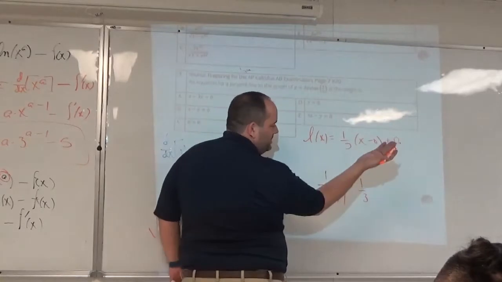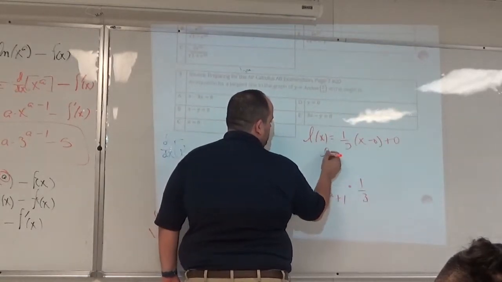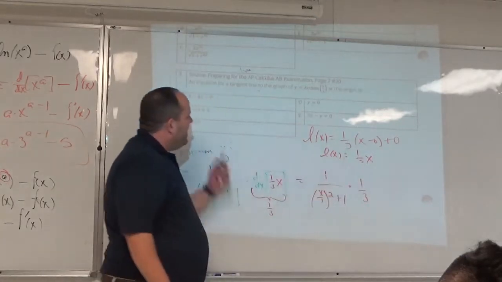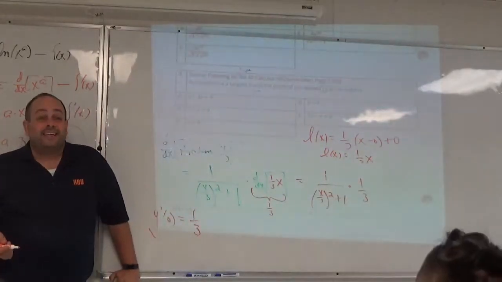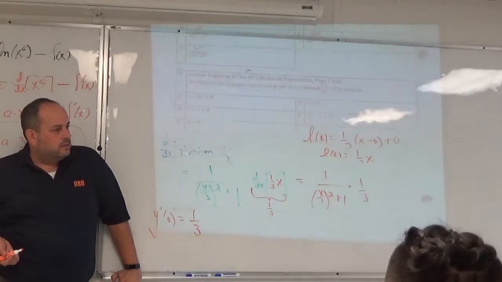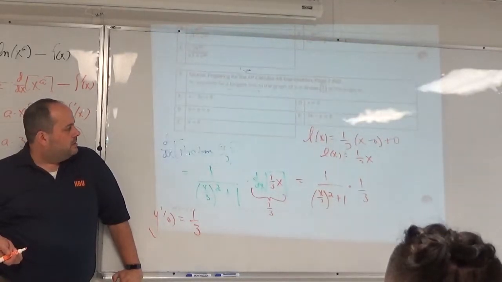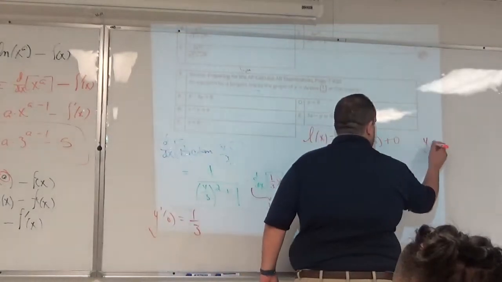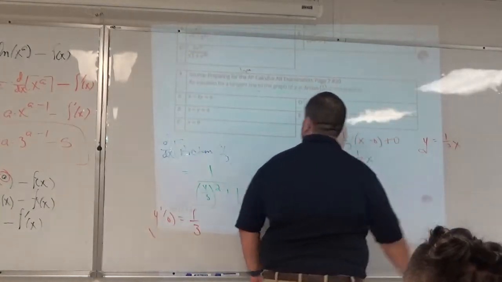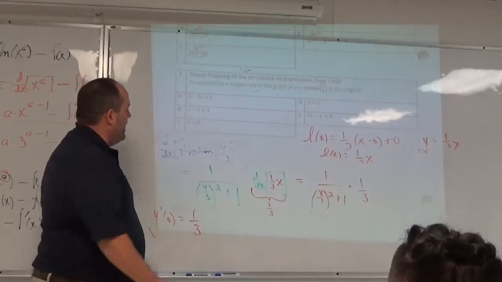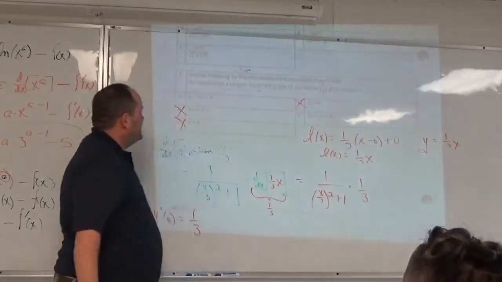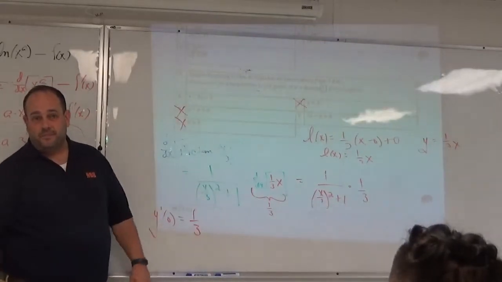Right, like x minus 0, that's just x. So L of x is 1/3 x. Are any of those the same as saying 1/3 x? Maybe if you write this as y equals 1/3 x, and you start looking, I don't think that's going to be B, C doesn't make any sense, D doesn't make any sense. It's either A or it's E.